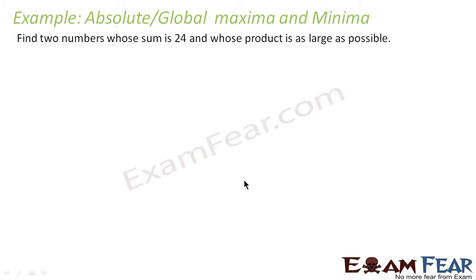Let's take one more question. We have to find two numbers whose sum is 24 and whose product is as large as possible. Again, the first question: is it an absolute global maxima question? Let's see. The question says x plus y is 24 and xy is some maximum number. But here there is no domain, no interval, nothing. Since the interval is not defined, it's an open interval question, so it is not an absolute maxima question. Correct?